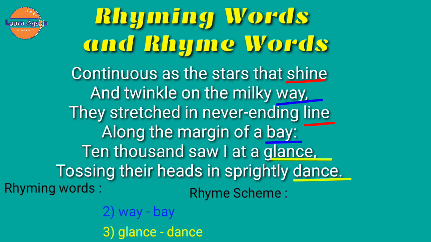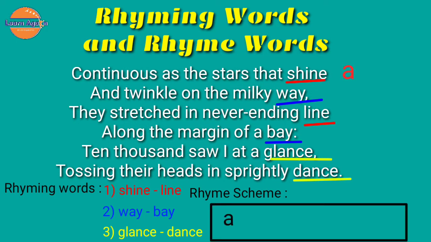Now let's find out the rhyming scheme. First of all, mark with A at the end of the line for the word shine. The last word of the second line, way, doesn't rhyme with the last word of the first line, that is shine. Hence, here we will mark with B. The word line rhymes with the word shine. So we will use the same letter, that is A.